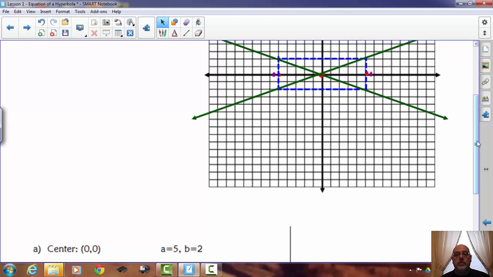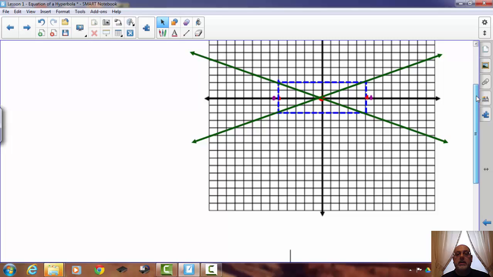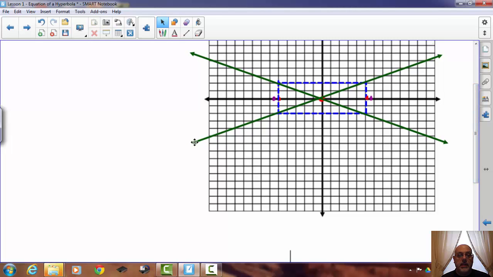It's not a requirement to draw the box in, but it helps to draw that because the asymptotes will go through the vertices, the 4 corners of that box. And so the asymptotes actually become the diagonals of that rectangle, and then we extend them out past.